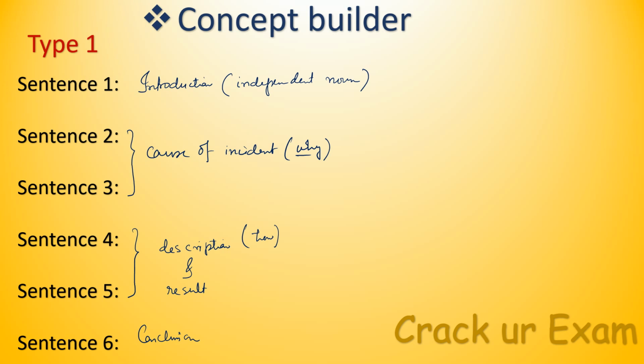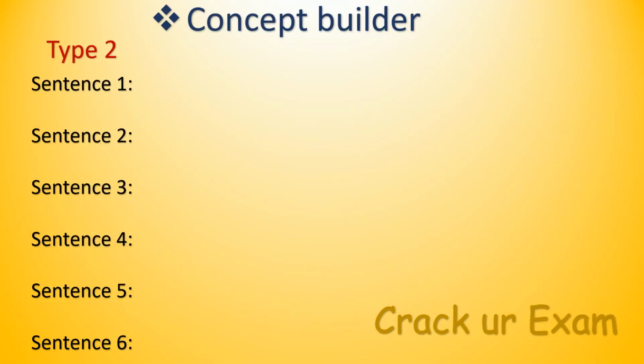And the final sentence will be a conclusion. So any passage is based on this pattern. This is type 1. Hope you have understood this. If you have any query, you can mention it in the comment box. Next, move to type 2. Let's see what is another type of rearrangement.